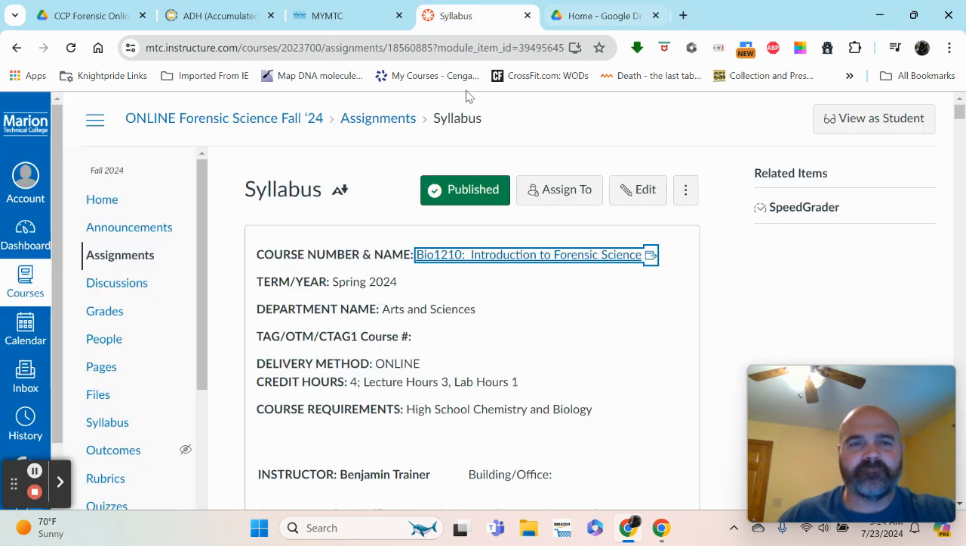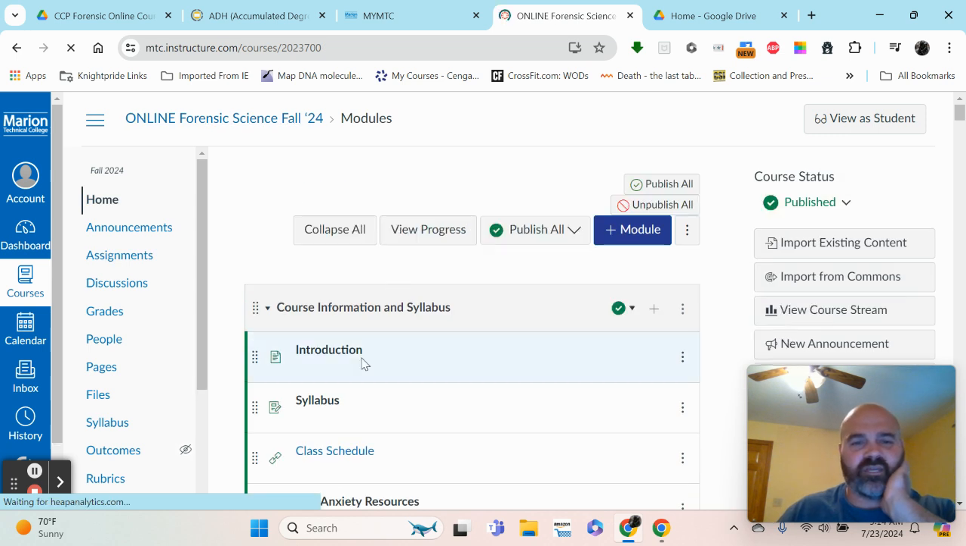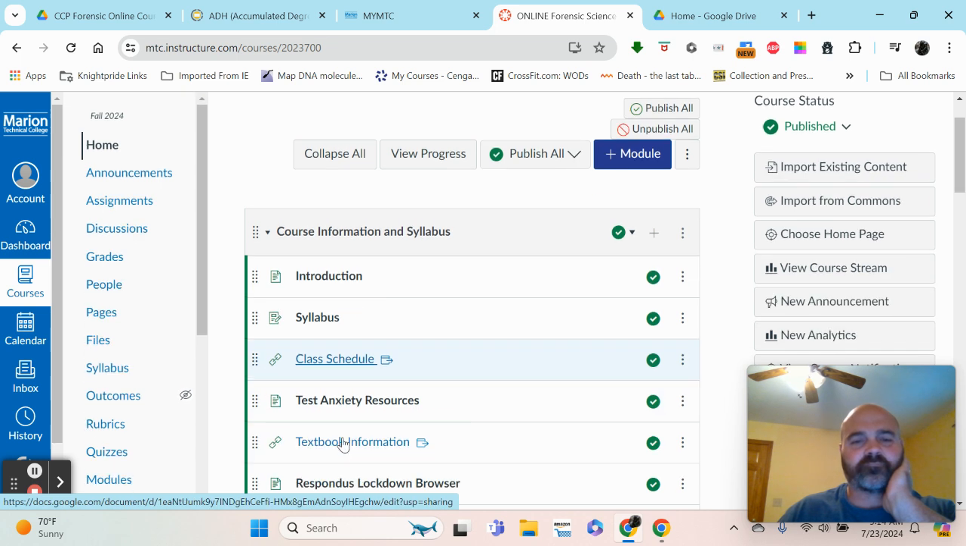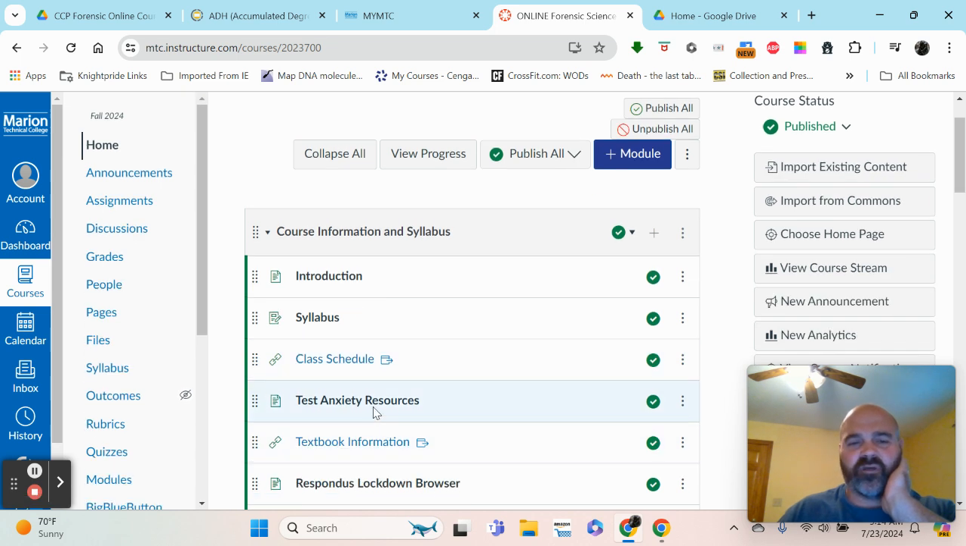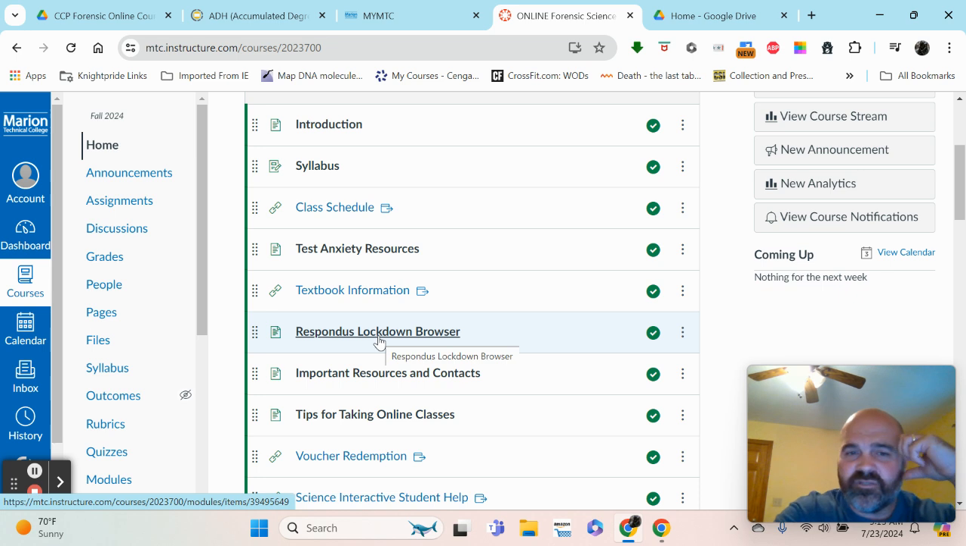Okay, so I'm going to close that and we'll go back to our course information and syllabus, all that good stuff. So the class schedules were just what we looked at. If you need any help with testing or anything like that, the textbook information is the link that I talked about previously on the syllabus. Respondus Lockdown Browser. This is going to allow you to download Respondus. So every quiz and every exam that you take, you're going to need to use that in order for your exam and/or quiz to be able to be taken. Right? So it's going to be important that you have access to that to be able to use it.